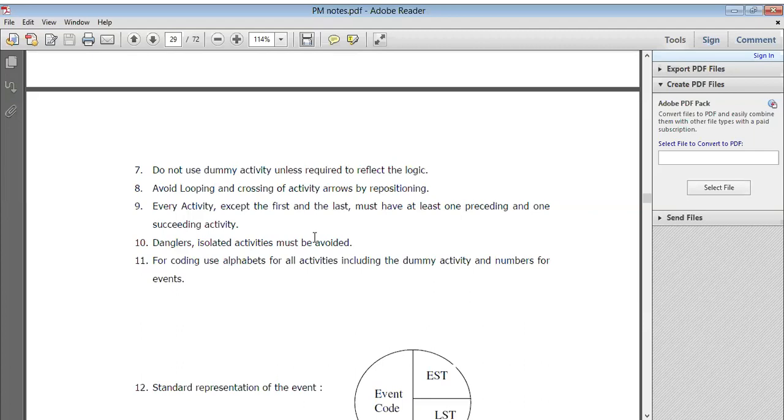Now, every activity except the first and last must have at least one preceding and one succeeding activity. So the isolated activity must be avoided. You have decided to do it, but you leave it undone. Don't be calculated and don't be avoided. If something is left, you need to complete it. Nothing should be left. Now, for coding, use alphabets for all activities, which we have seen already, including the dummy activity, and numbers for events. You prepare a plan, prepare your presentation of those activities, and on that basis you complete it.